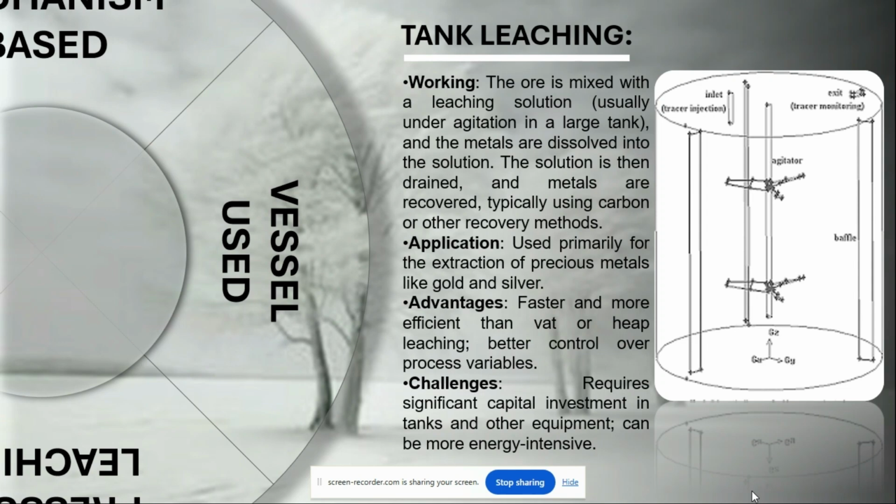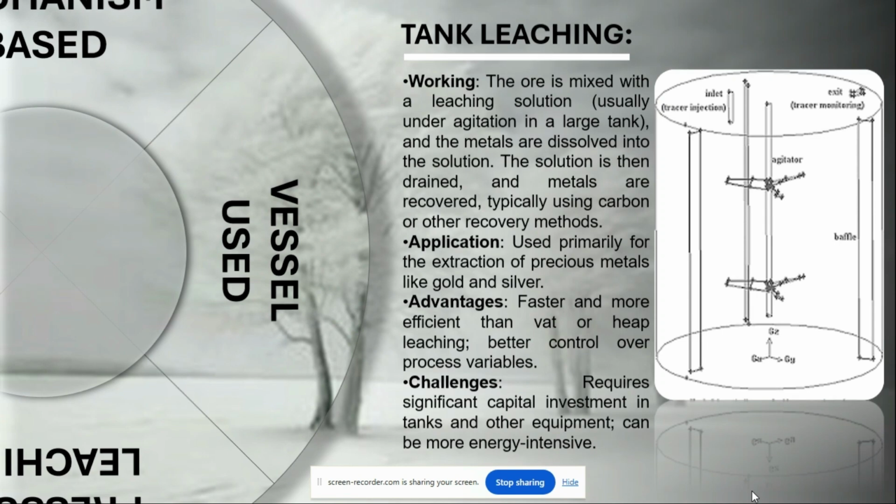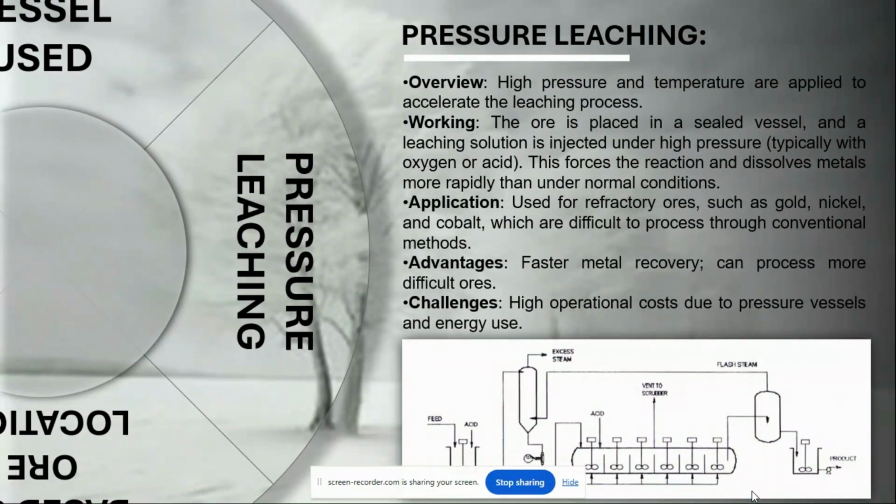The main disadvantage that tank leaching has is similar to vat leaching, that it's extremely expensive and requires a lot of money. It's also quite energy intensive. The last type of leaching that I will be referring to is pressure leaching. Pressure leaching is simply done by applying high pressure and temperature to the ore.